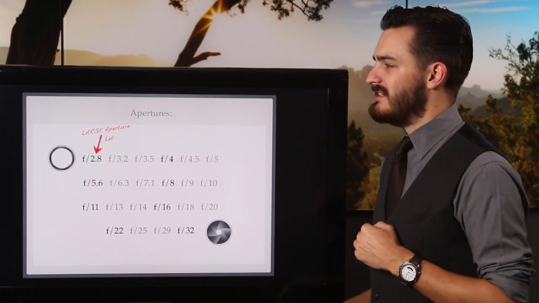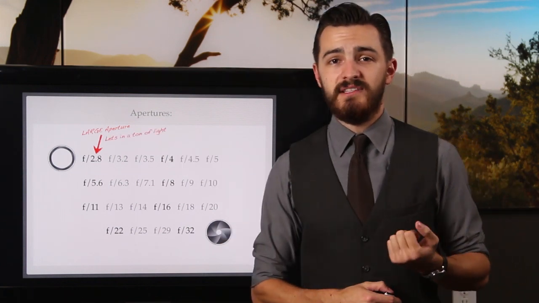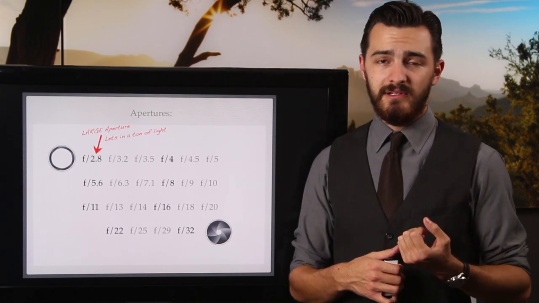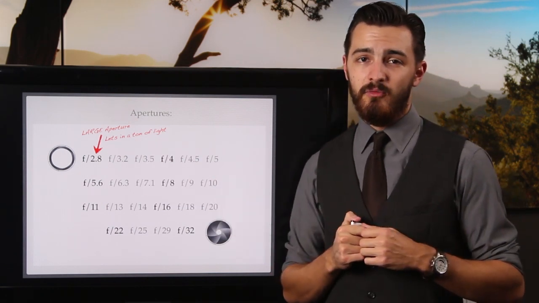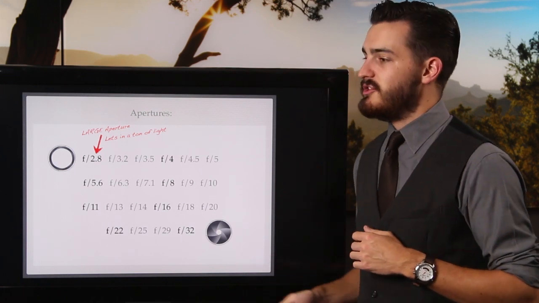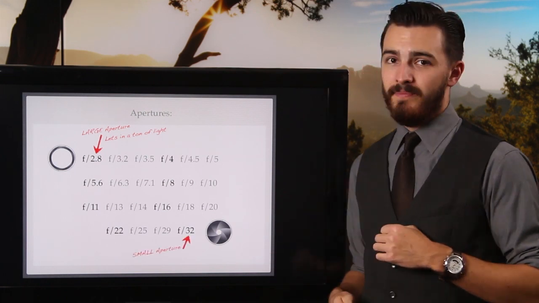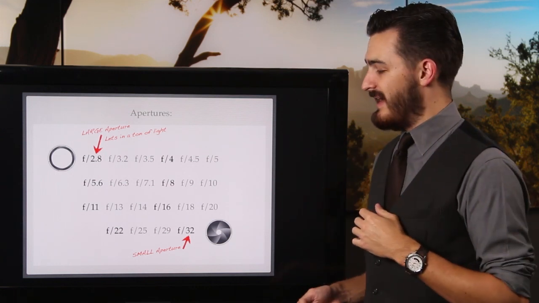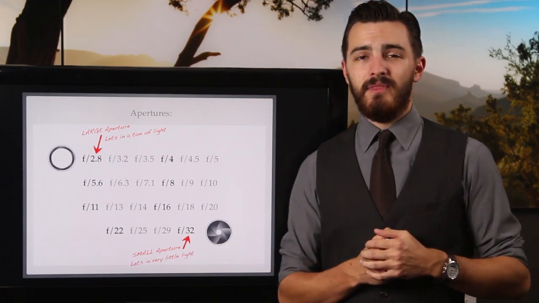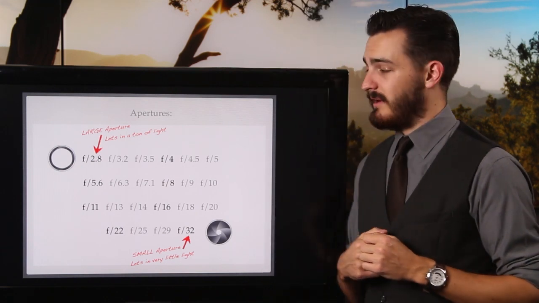So a large aperture is going to let in a bunch of light for obvious reasons. It's like having a really big hose. A lot of water is going to get through a big hose, just like a lot of light is going to get through a big opening here. Down at 32, we have a small aperture. It's a small opening, so it's called a small or a narrow aperture. And that lets in very little light. Hardly any light can get in that tiny opening.